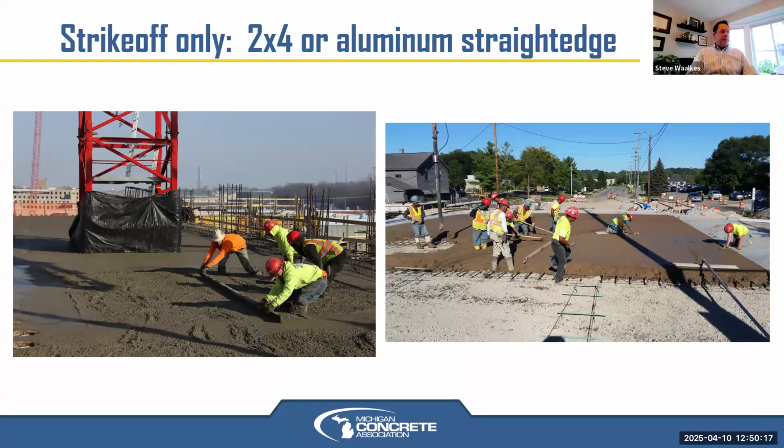But hand placement, like you see on the left side here, whether that's a lumber 2x4 or an aluminum strike off, I'm not quite sure, is fairly typical. We see a colored concrete intersection being done. Hand work primarily, and then getting out there with the bull float and some hand floats along the edges.